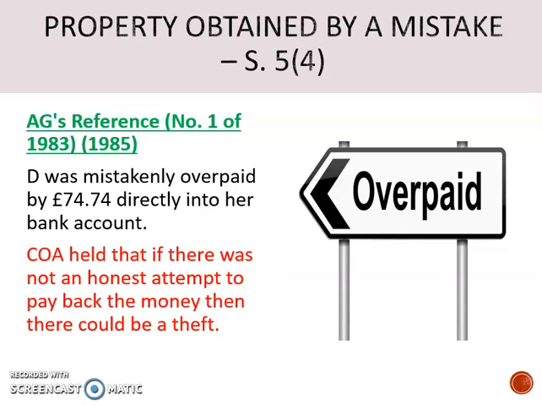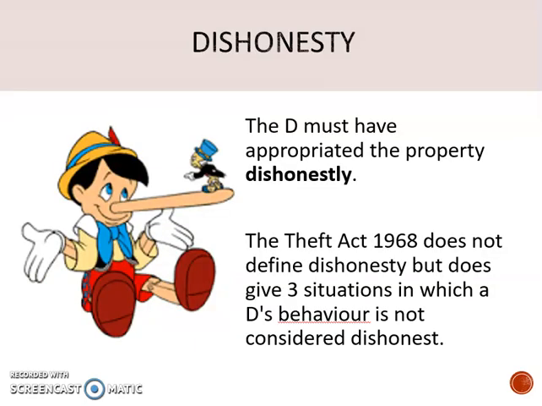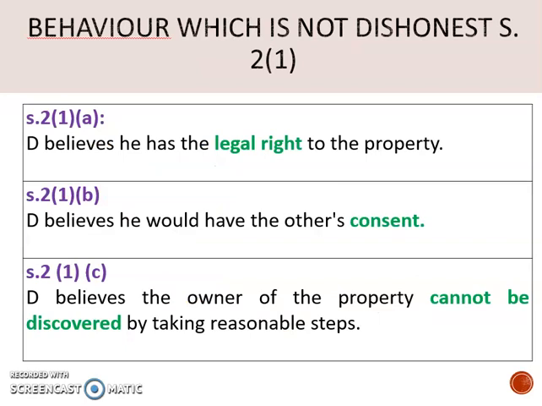We've looked at all the actus reus elements now. We've looked at appropriation and property and belonging to another. We now need to look at the mens rea. And there are two mens rea elements that we need to prove, and the first one is dishonesty. The Theft Act doesn't define dishonesty, but slightly strangely, it gives 3 situations in which a defendant's behaviour is not considered dishonest. And these are listed in section 2.1.